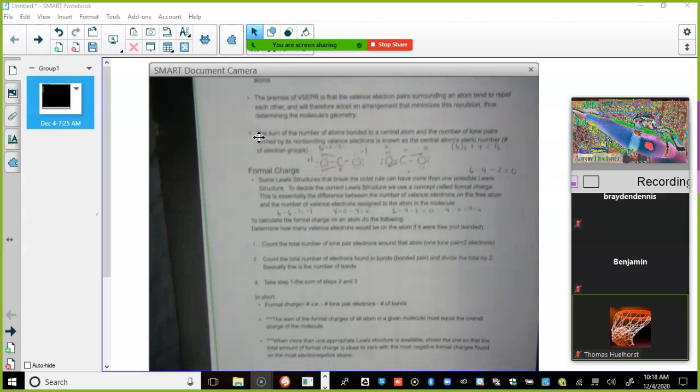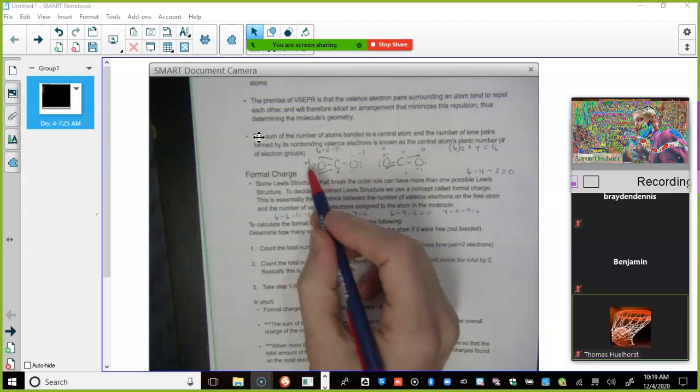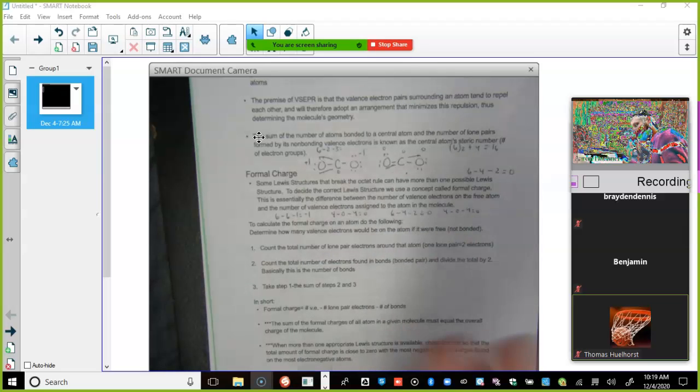at least. Okay, and that brings us to this last little statement. Here it says the sum of the formal charges of all atoms in a given molecule must equal the overall charge of the molecule. CO2 has a 0 charge. So, well, this has a 0 charge. Plus 1. When more than one appropriate Lewis structure is available, choose the one so that the total amount of formal charge is close to 0.